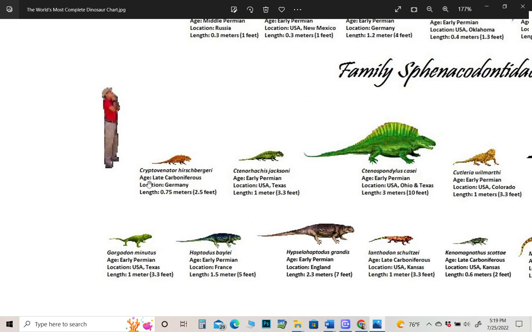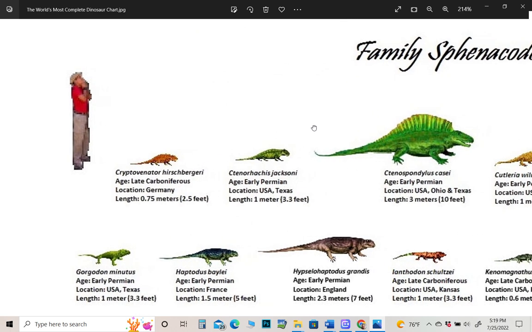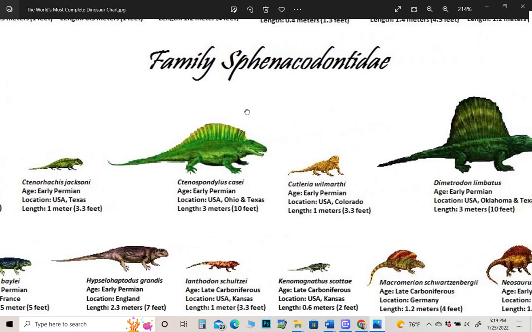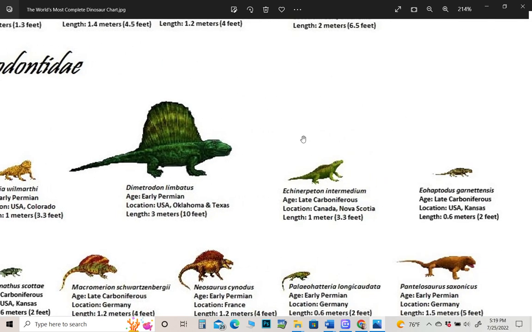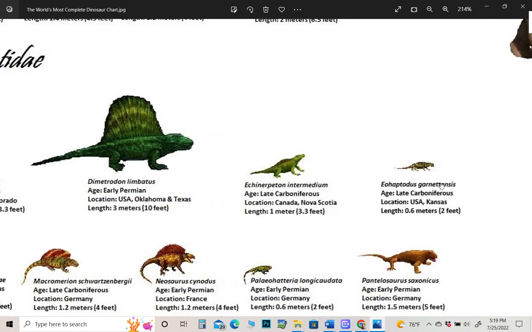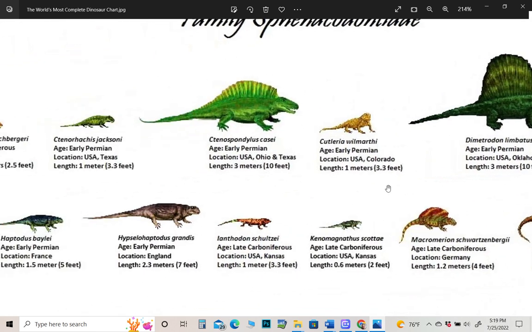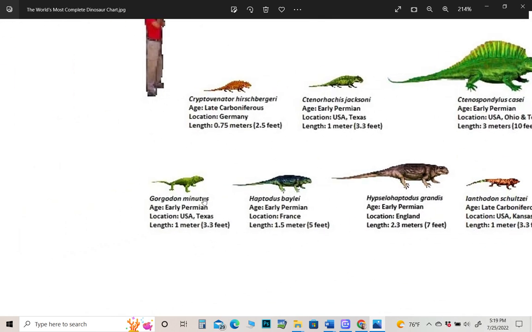Sphenacodontids, the closest to the mammals of all the Pelycosaurs. Cryptovenator, which also includes Dimetrodon. Cryptovenator, Ctenorhachis, Ctenospondylus, Dimetrodon, Echinerpeton, Haptodus. Gorgodon, not Gorgon like in Greek mythology, or it'd be kind of funny if they named one Demogorgon. Actually, that would be in the Gorgonopsid family, but it'd be funny if they did.